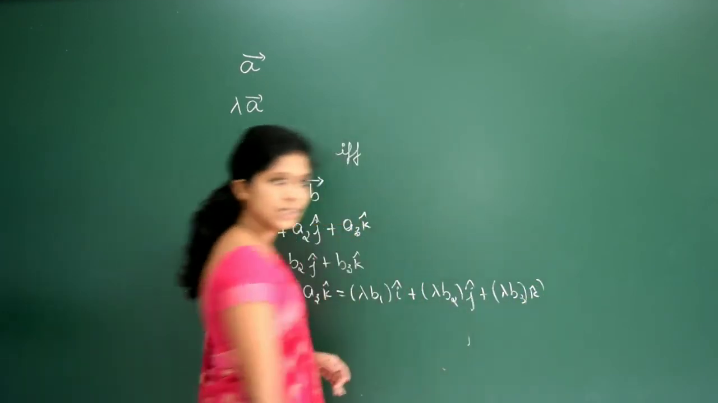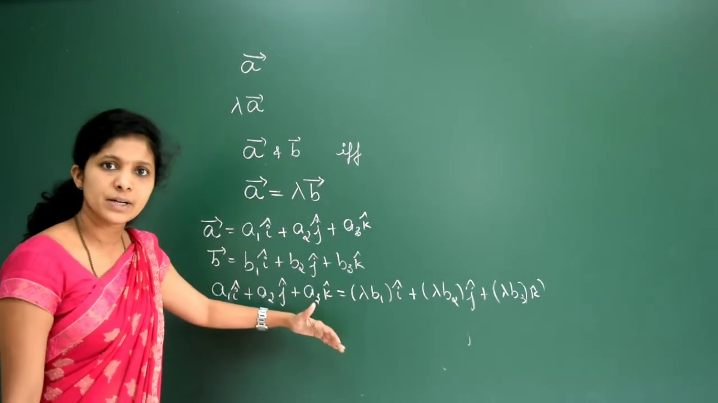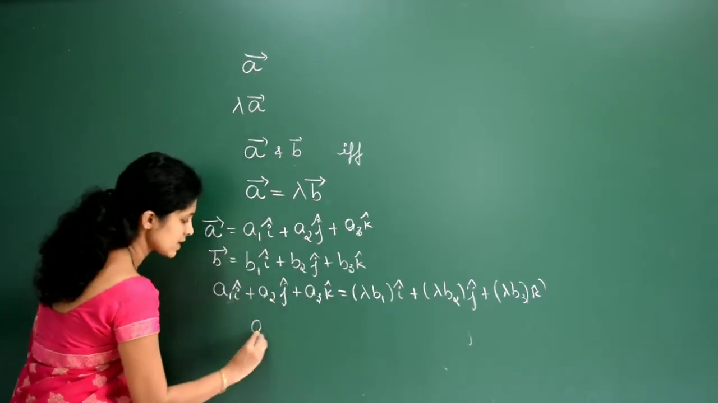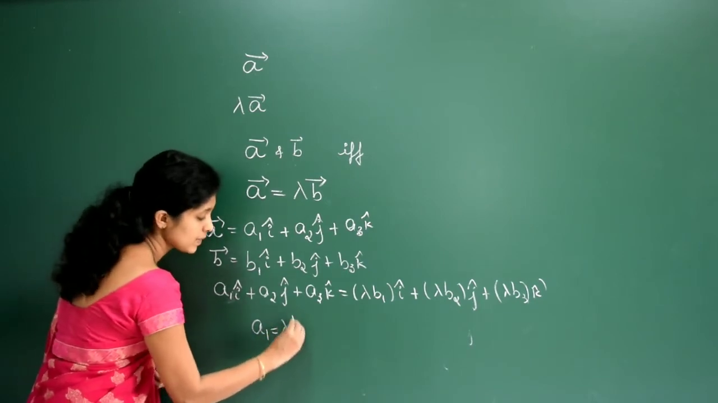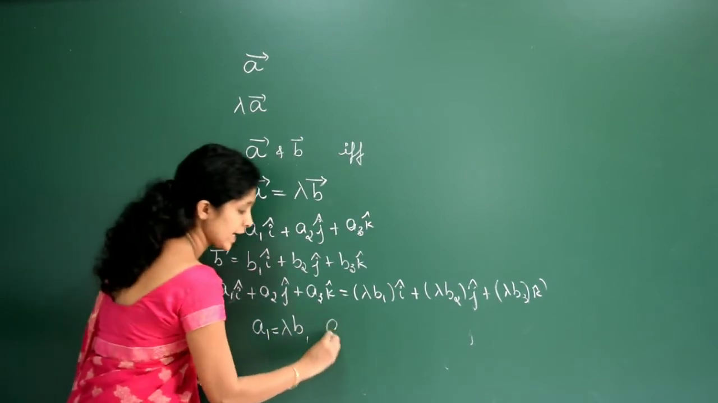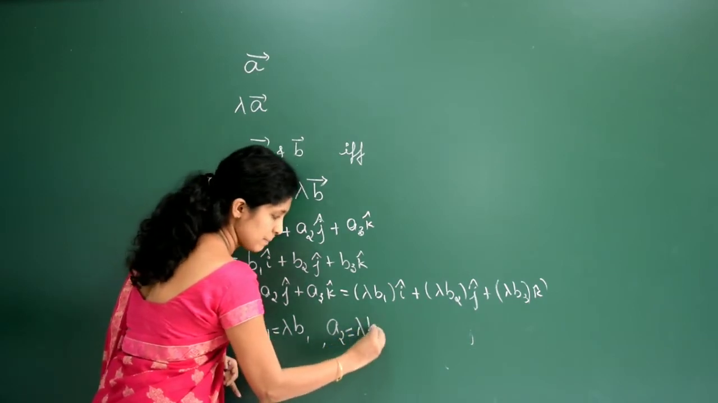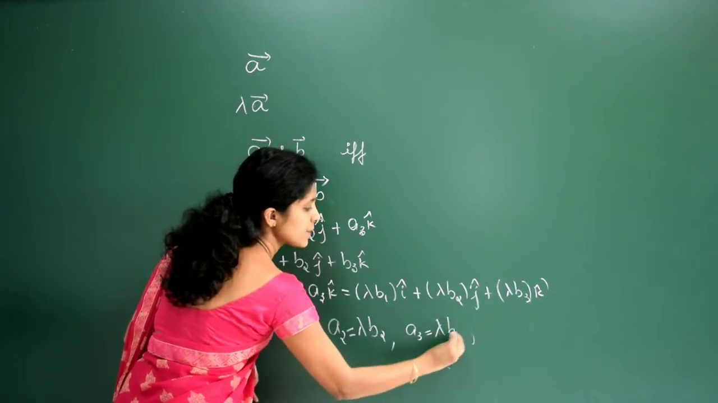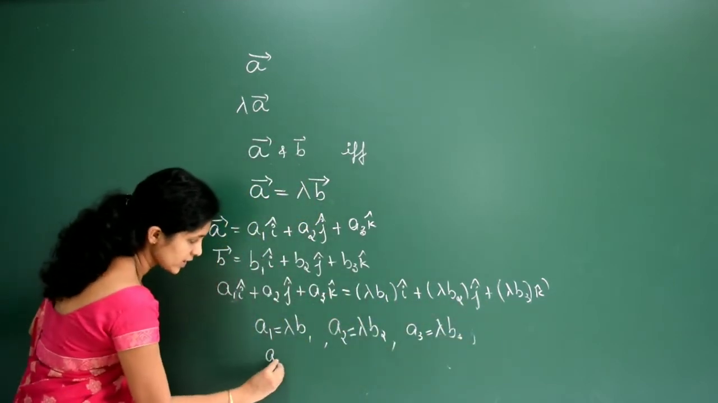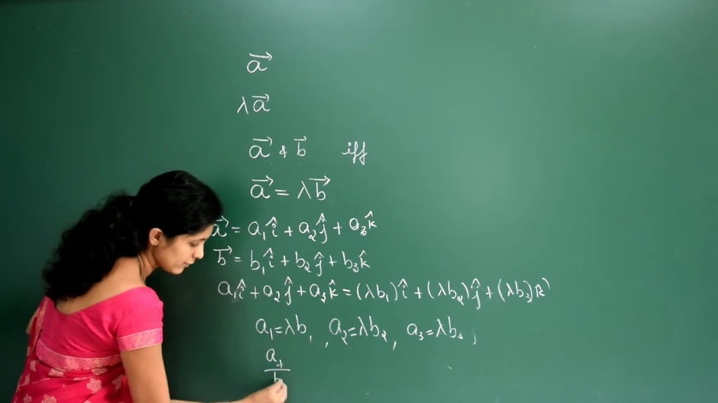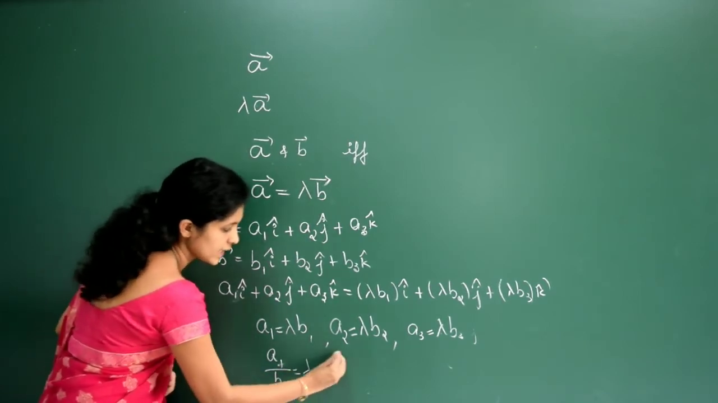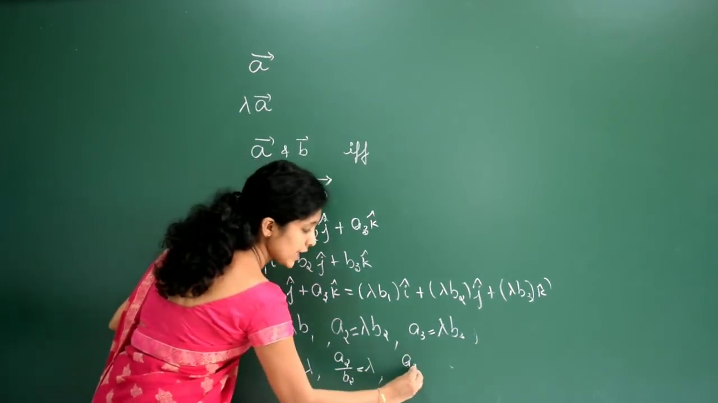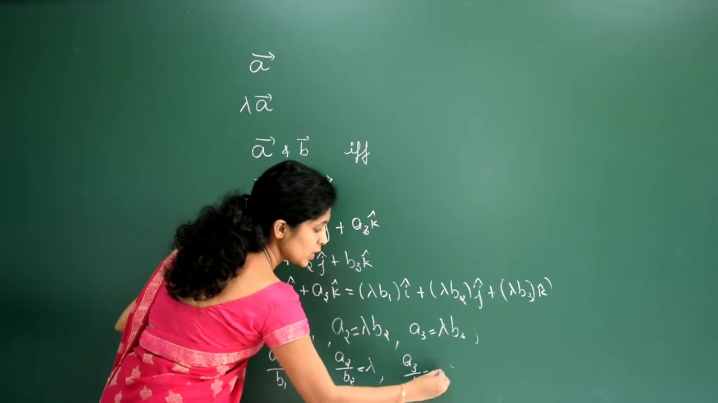Right? See here, two vectors are equal. That is nothing but their corresponding elements should be equal. So that means a1 should be equal to lambda b1, a2 should be equal to lambda b2, and a3 should be equal to lambda b3. So here we can write a1 by b1 is equal to lambda, a2 by b2 is equal to lambda, and a3 by b3 is equal to lambda.